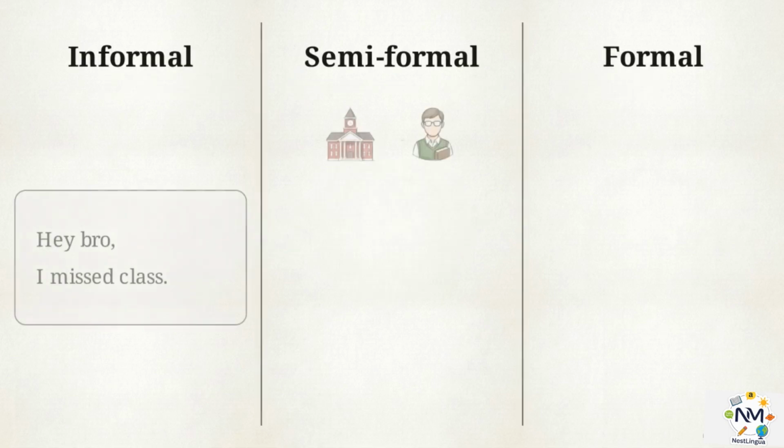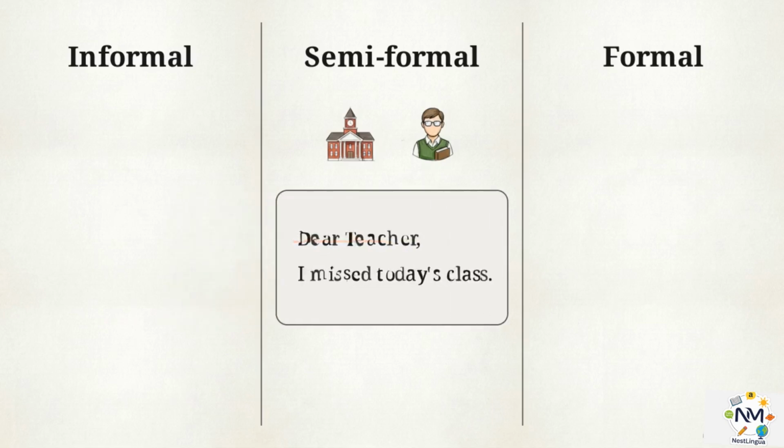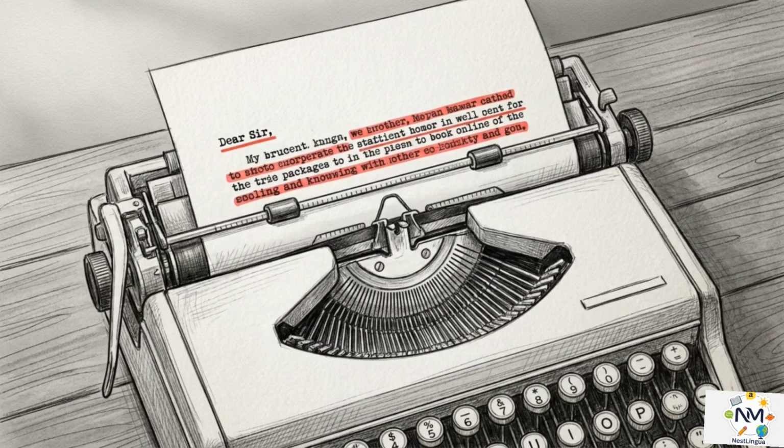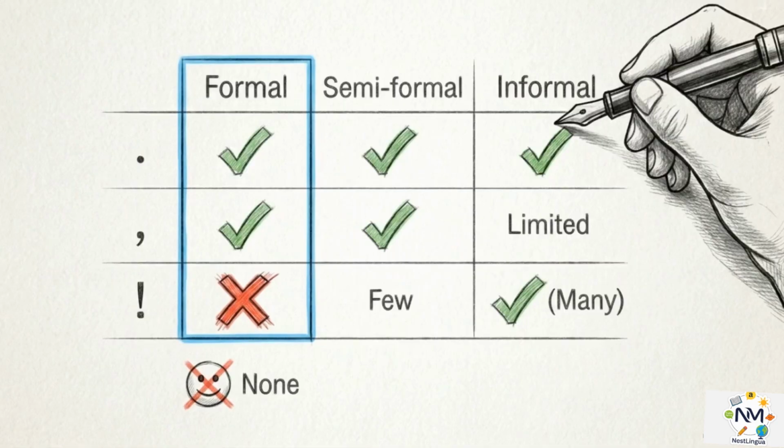Semi-formal writing requires a balance. You remove the extreme slang while maintaining a conversational tone that isn't as rigid as a formal document. Communication is about calibration. You are choosing the specific words that match the relational distance between you and the person reading your work. Punctuation follows the same scale.